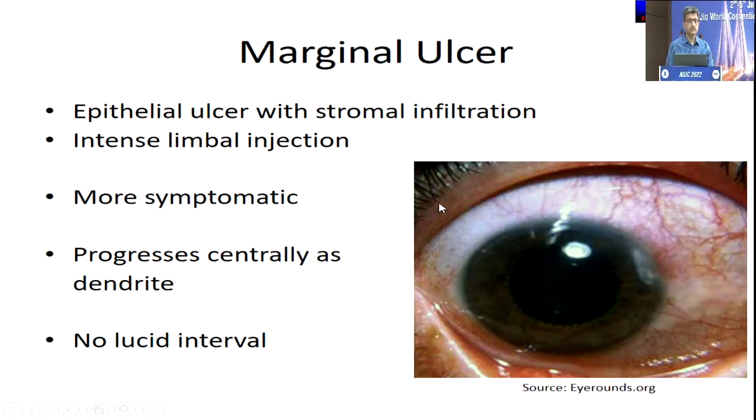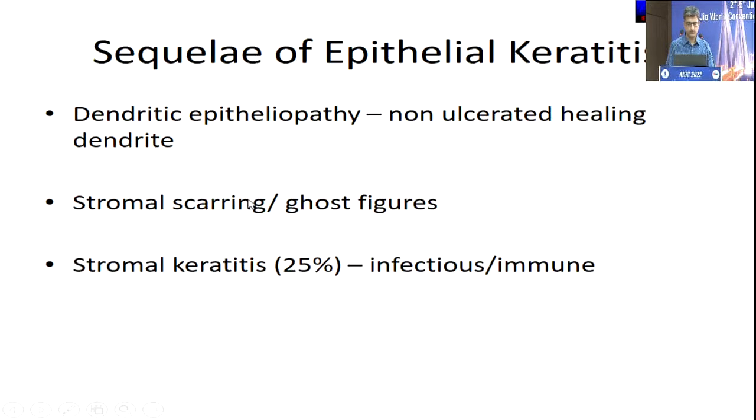Coming to the marginal ulcer, these are basically epithelial ulcers with stromal infiltration. There is intense limbal injection, and these patients are also more symptomatic than with dendritic keratitis, and they ultimately progress centrally as dendrites. What can differentiate it from a staphylococcal marginal keratitis is that there is no lucid interval, they are bang on the limbus, and they can also be in other positions apart from the routine 2 and 7 o'clock positions.